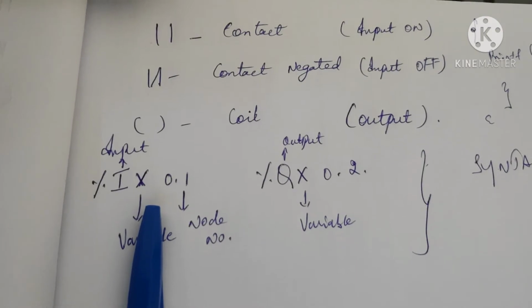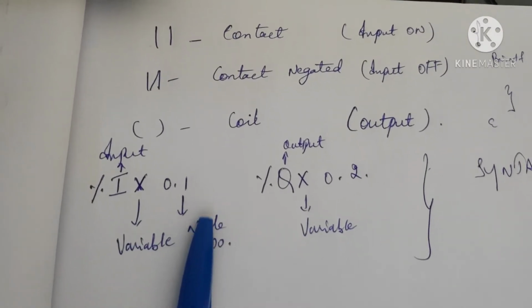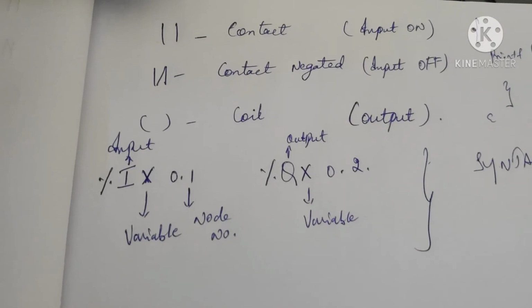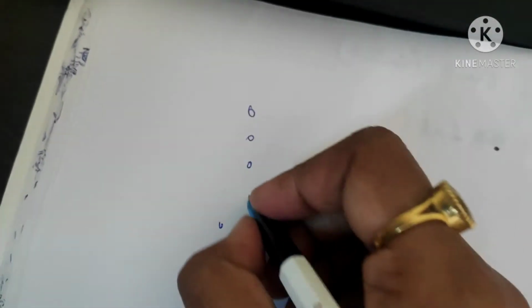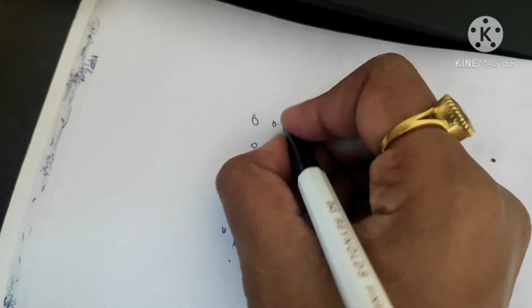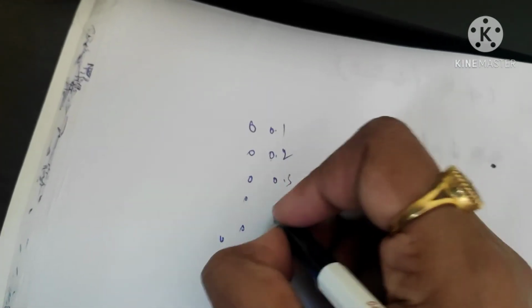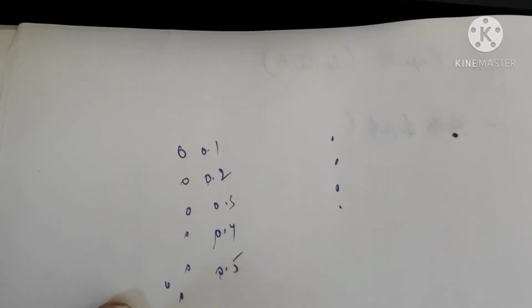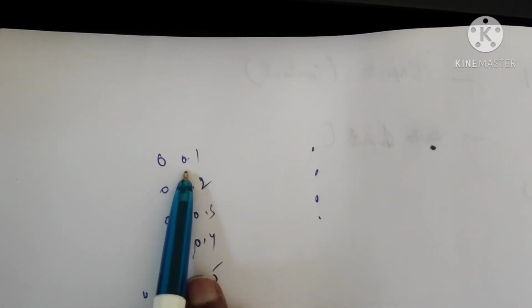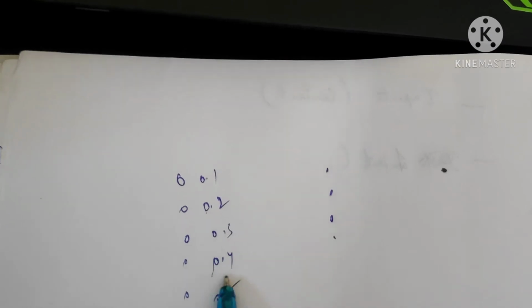X is a variable. 0.1 is the node number. What do you mean by node number? Wait, let me draw this. In my previous video, you saw on the PLC, you have these lights. On my PLC, some lights I have switched on, and I have explained it clearly. Next to the lights, the numbering is given as 0.1, 0.2, 0.3, 0.4, 0.5.